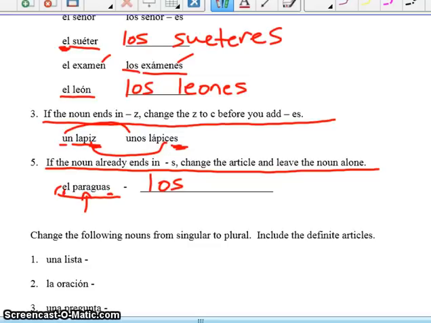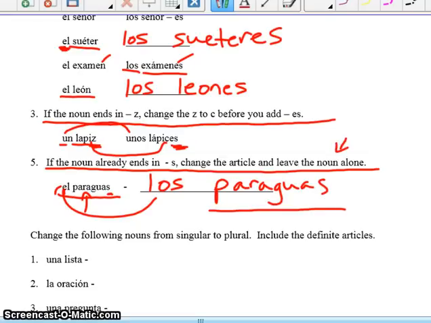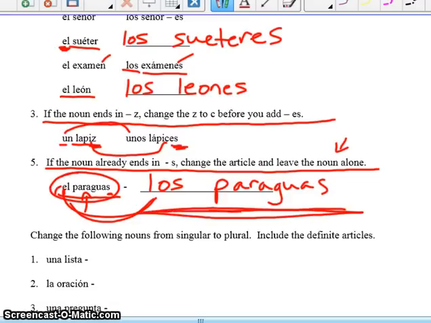Here's the word el. To make this plural, we're going to take el and change it to los, and then we are going to leave the noun alone. So you don't do anything to the noun. All you do is change the article. So this says the umbrella, and this says the umbrellas, plural.